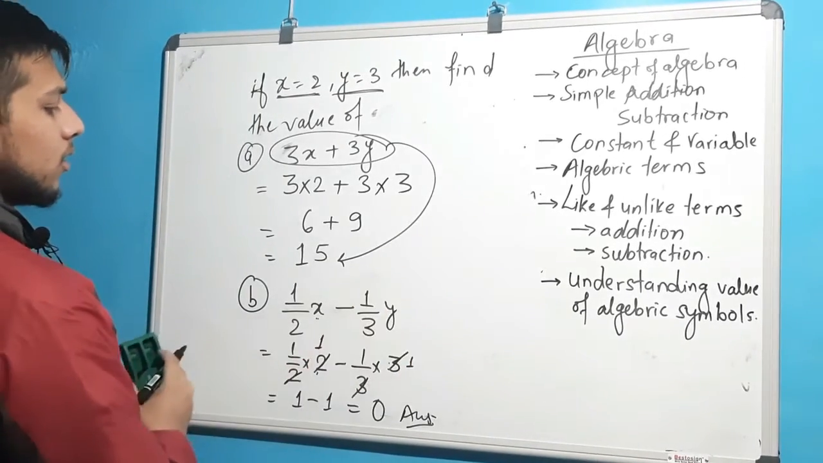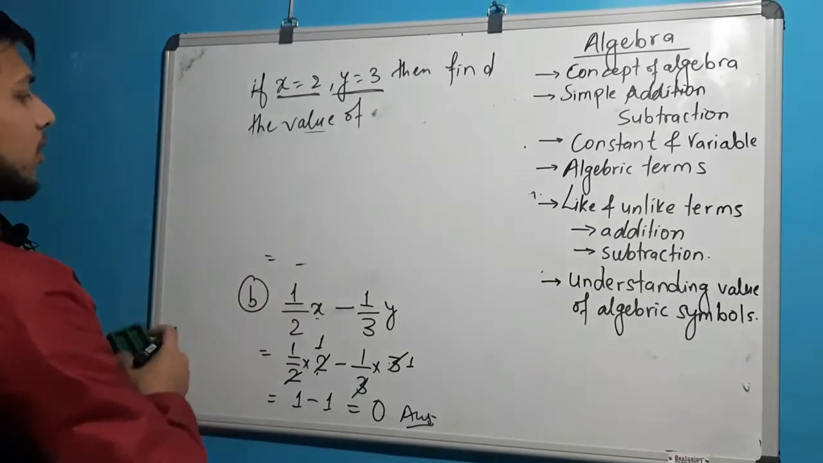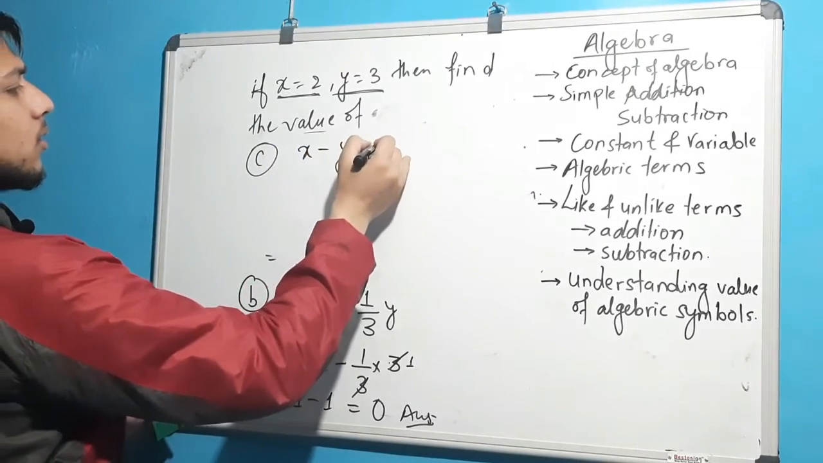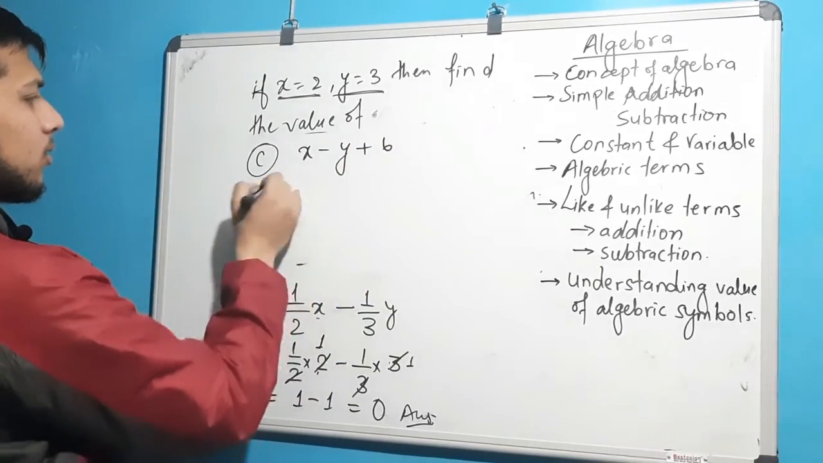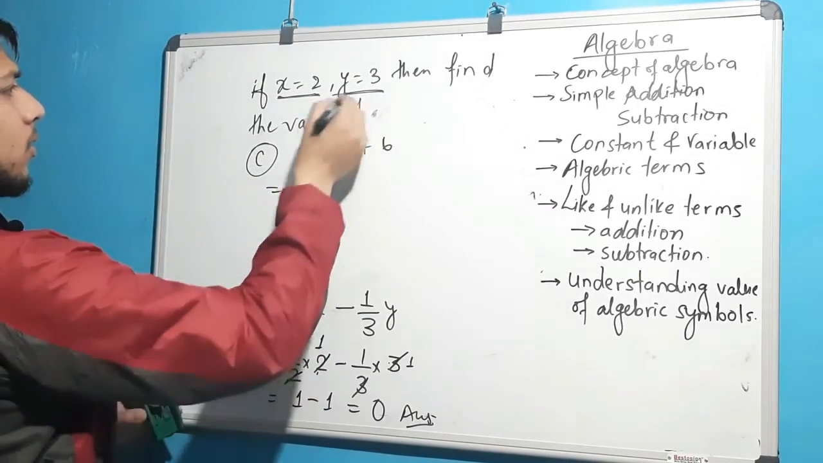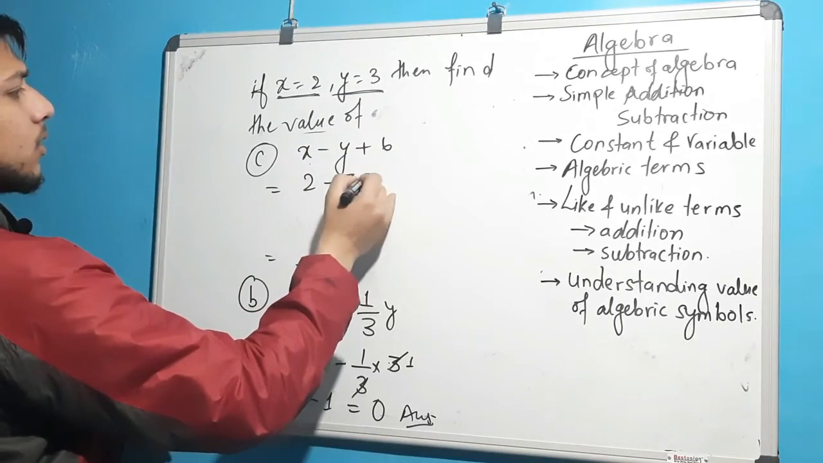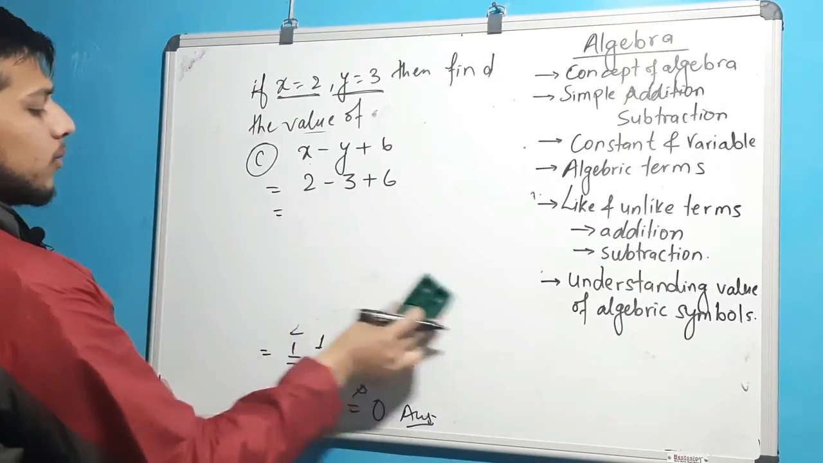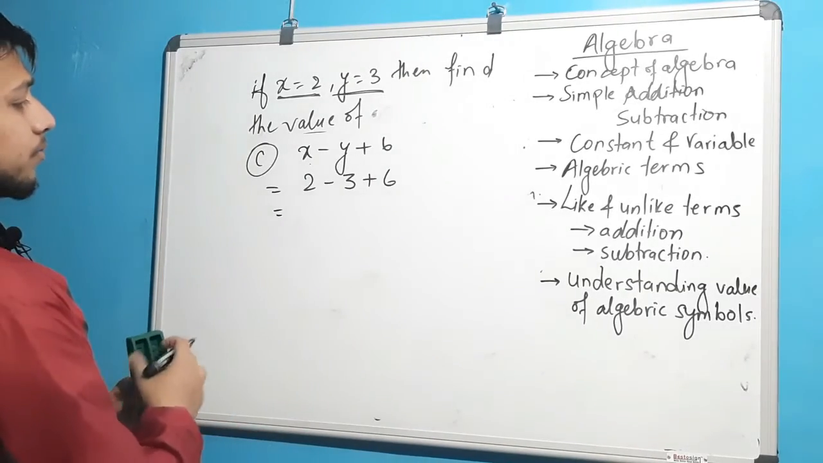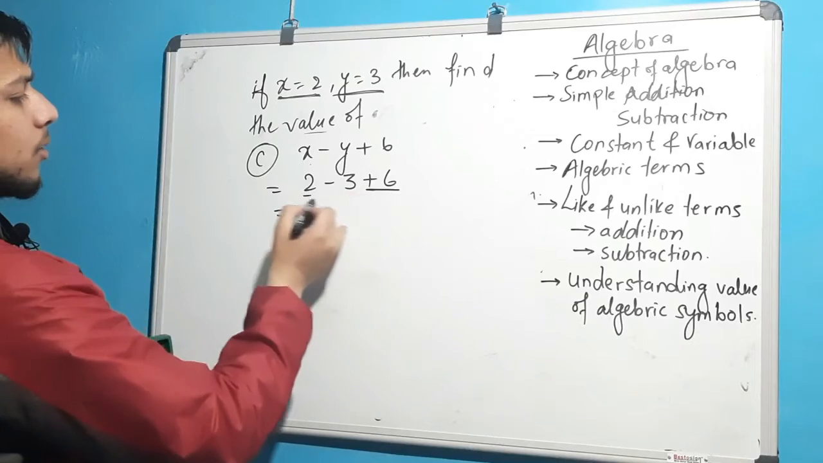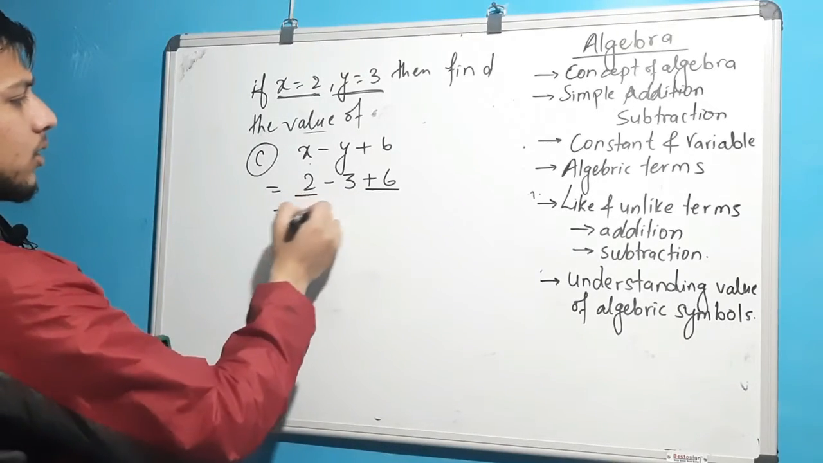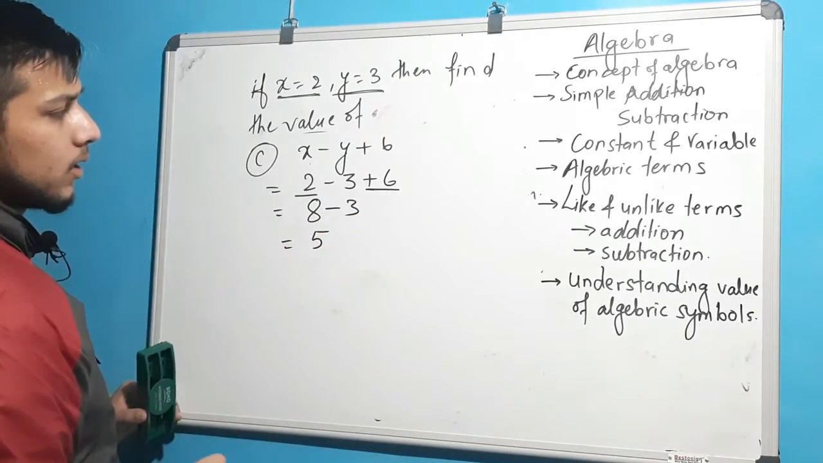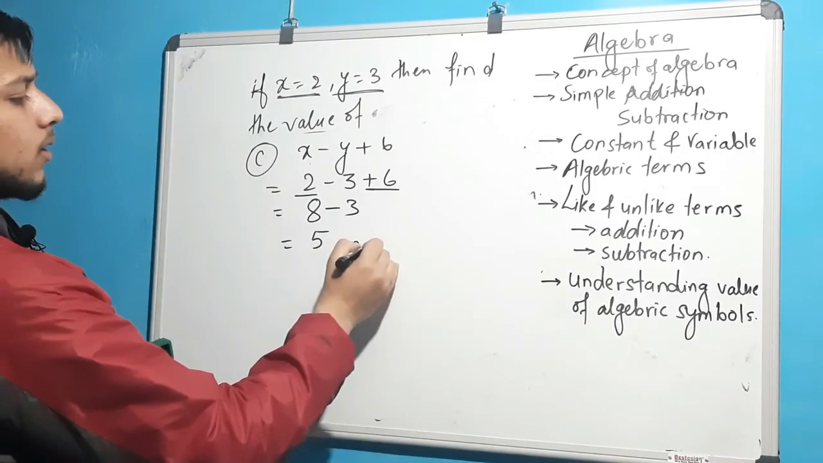Suppose here, next question: x minus y plus 6. What will be the value? Value of x is 2 minus value of y is 3. Then plus 6. 6 is the constant. Let's put the values, then we have to solve this. Simplify and solve. Then this is 2 plus 6, plus plus we have to do first, then plus is 8, and this is minus 3, and 8 minus 3 is 5. This is the answer.